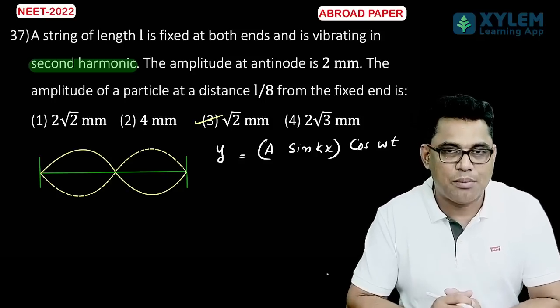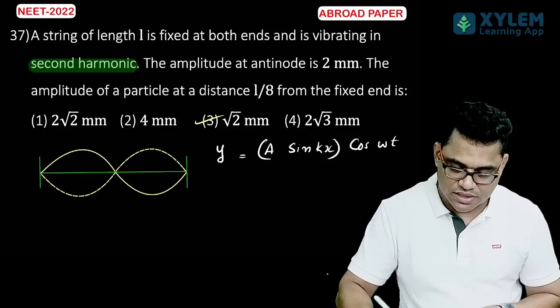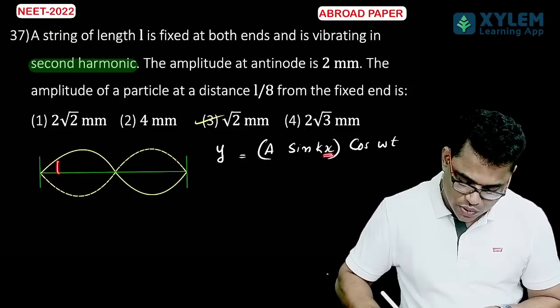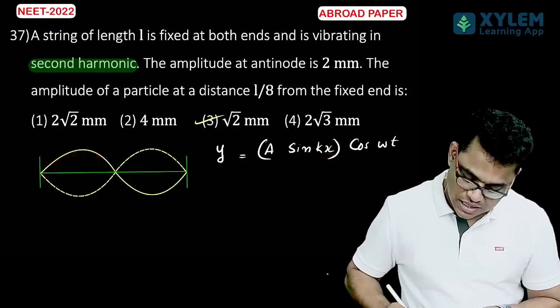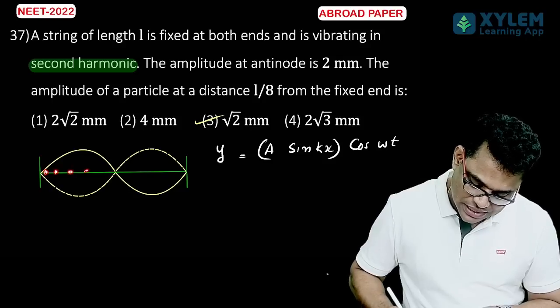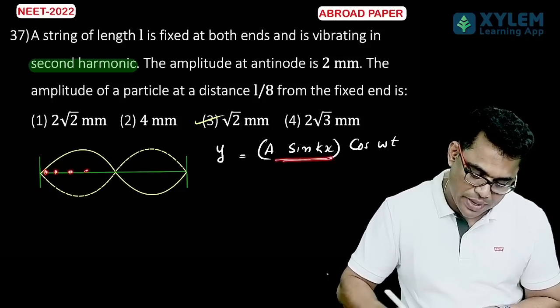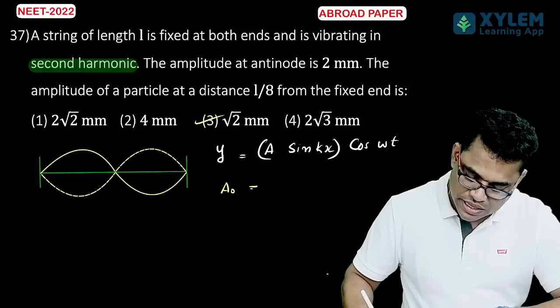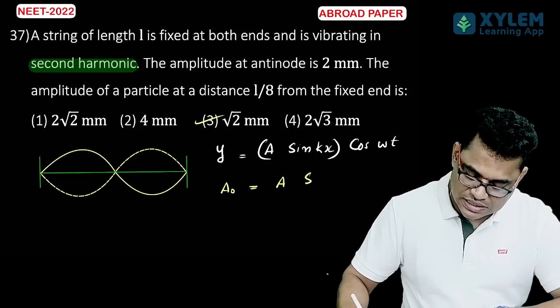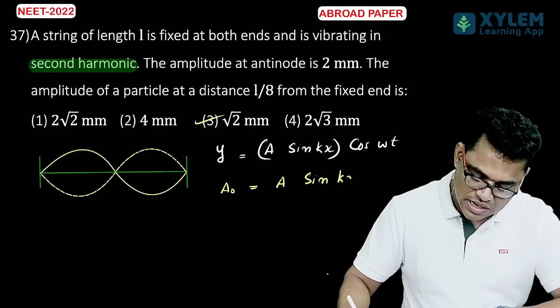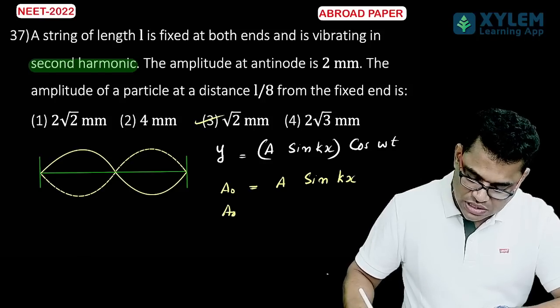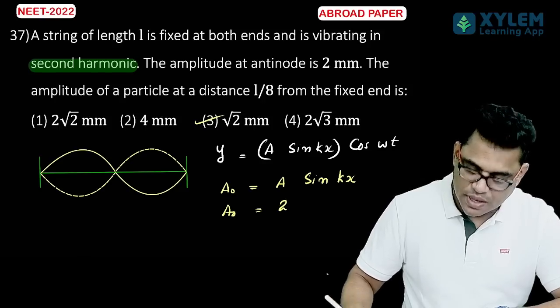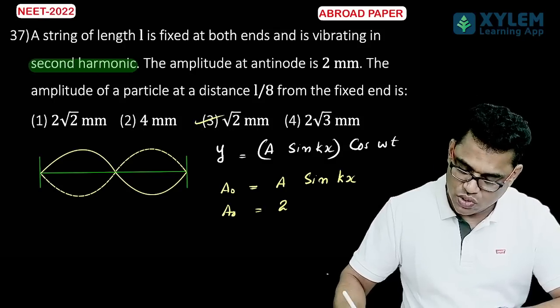Okay, A is not the amplitude. Amplitude depends on x. At a different x, amplitude is different. Haven't you seen that? This part is the amplitude part. Therefore, to find out the amplitude, let me call it amplitude A0. A0 is equal to A sin kx, where A is the maximum amplitude, which is 2.